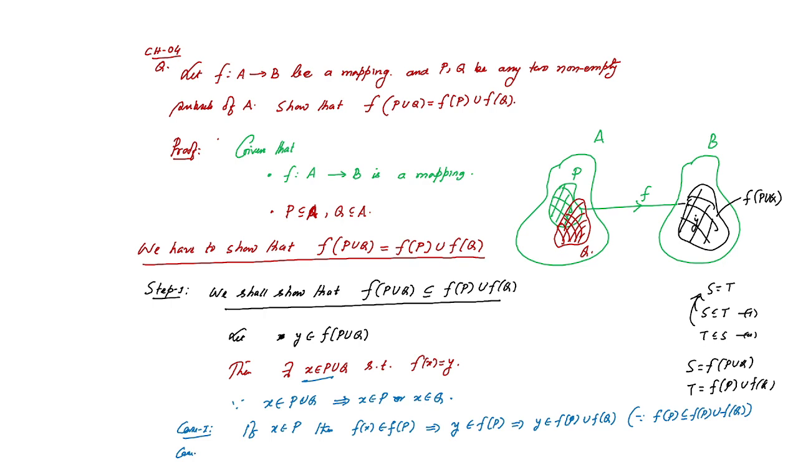Again, case 2: if x belongs to Q, then we can show f(x) belongs to f(Q). And f(x) means y, so y belongs to f(Q). That implies y belongs to f(P) union f(Q). Again, the image of Q is also a subset of f(Q) union f(P).